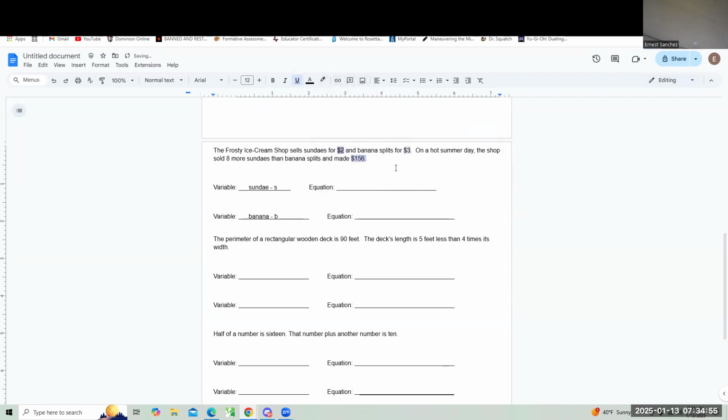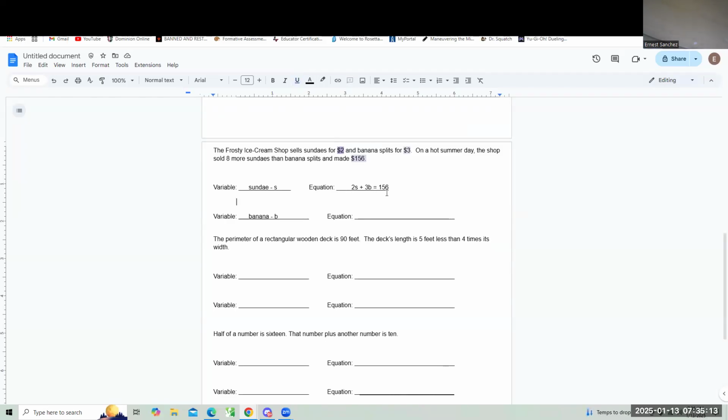So I have 2S, because they didn't specify what to use, plus 3B equals 156. Now, another thing I'm going to talk about real quick, since this should be easy, is sometimes they will flip it, and that's still correct.